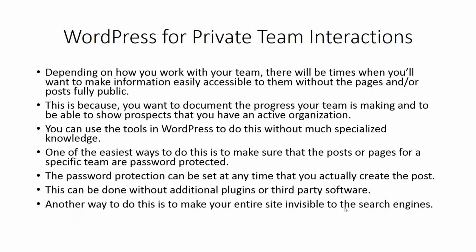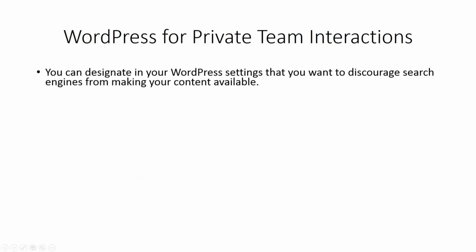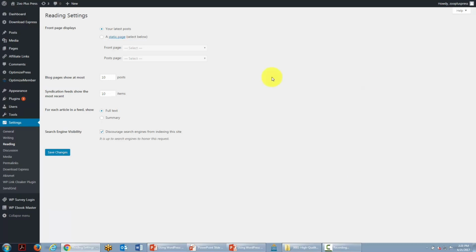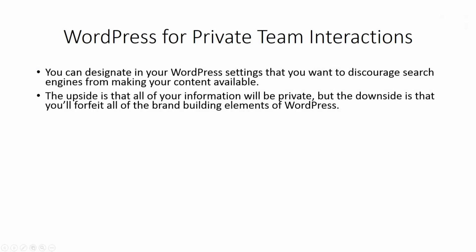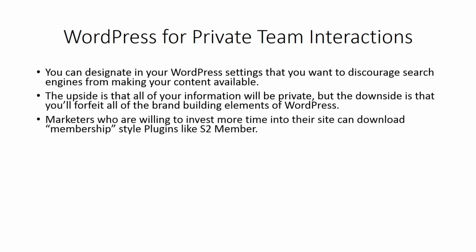Now another way to do this is to make your entire site invisible to the search engines. You can designate in your WordPress settings that you want to discourage search engines from making your content available. And you can see that it's as simple as checking a button inside your WordPress site. Now the upside is that all of your information will be private, but the downside is that you'll forfeit all of the brand building elements of WordPress.